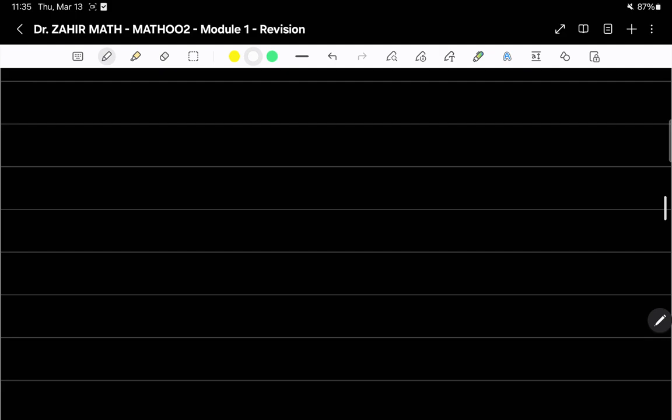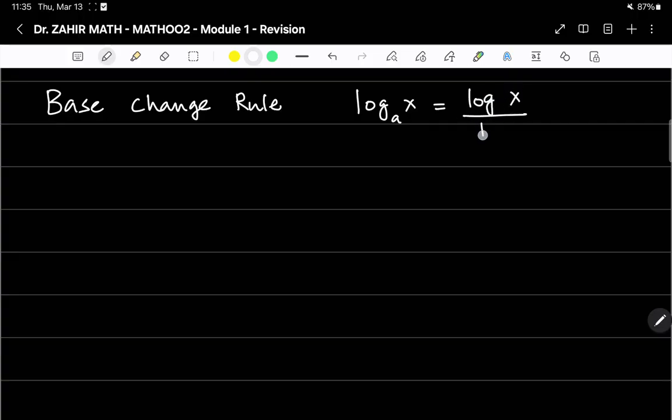The next question is on the base change rule. What is base change rule? Very simple. Log x base a, you can write it as log x divided by log a. Just now we did it. Which is also equal to ln x divided by ln a. Same idea, representing common logarithm and natural logarithm, same as the base change rule.